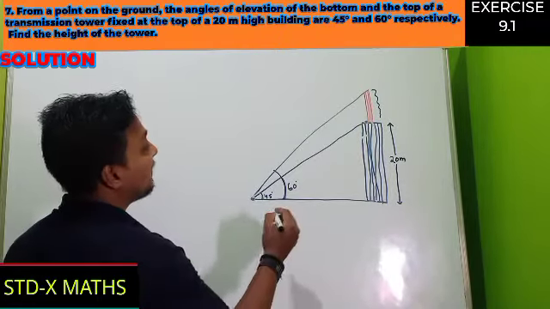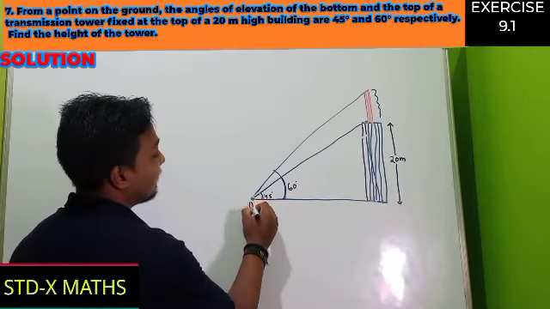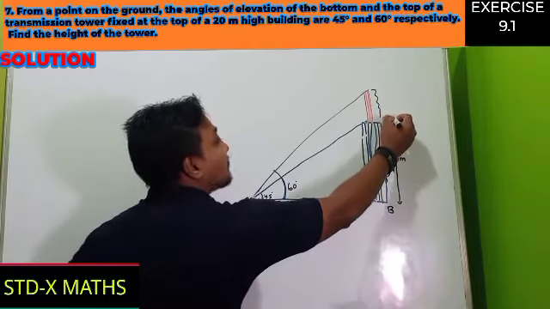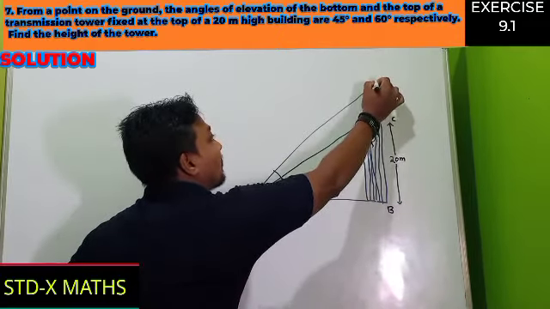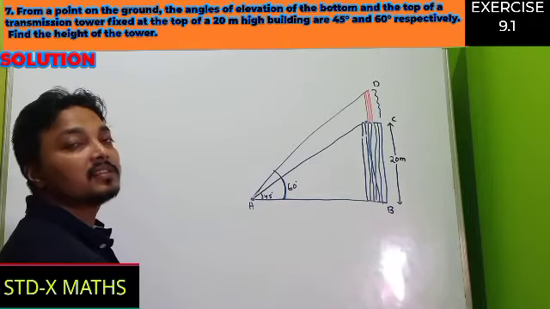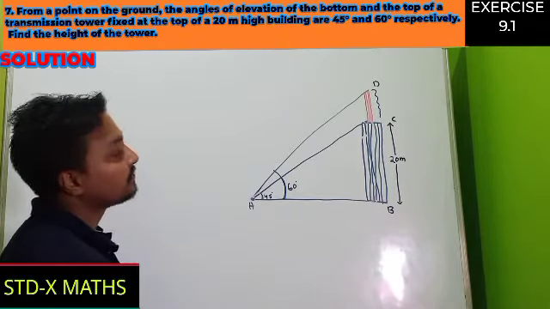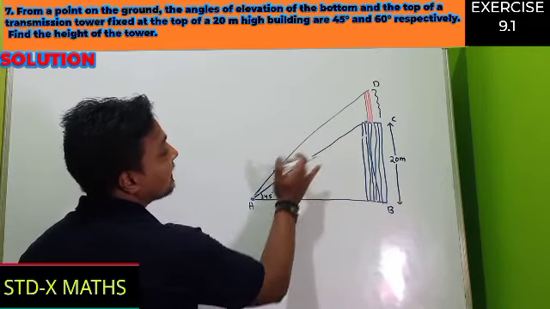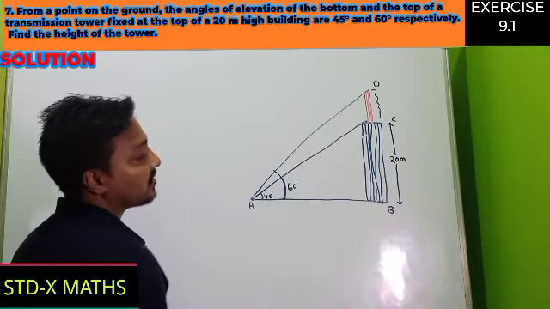Now I am naming these triangles. This is A, this is B, this is C, this is D. It is asked that you have to find the CD distance. How much will it be? First I consider this triangle, then afterwards the larger triangle.